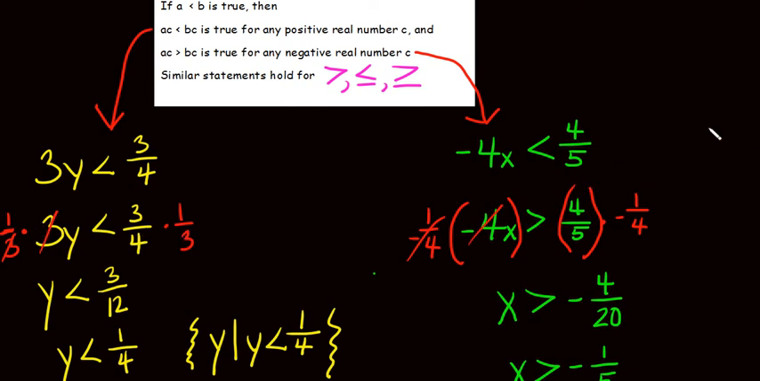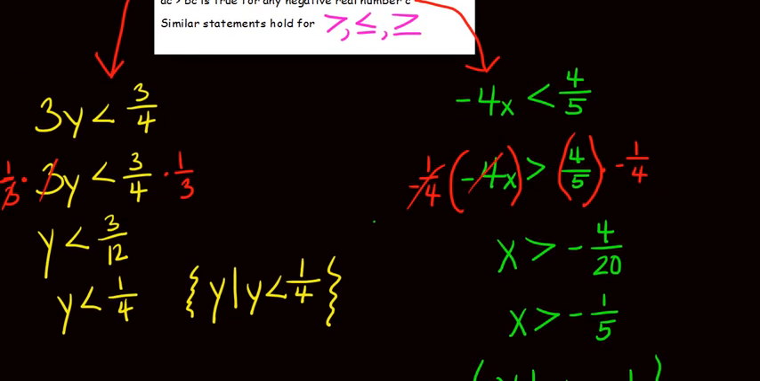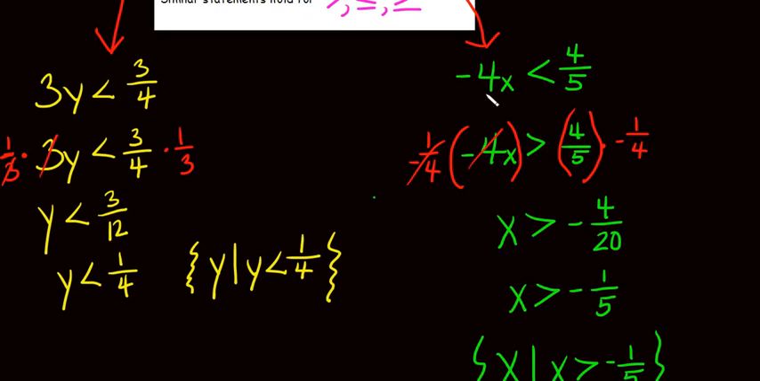Here, it's going to be different. My inequality says negative 4x is less than 4/5. Well, to solve for x, I have to multiply by negative 1/4 to cancel out my negative 4 and get my x by itself. Well, when I do it to the left side, I have to do the same thing to the right side, and so I'm multiplying the right side by a negative number. That's going to change my sign. So I had to change it from less than to greater than.